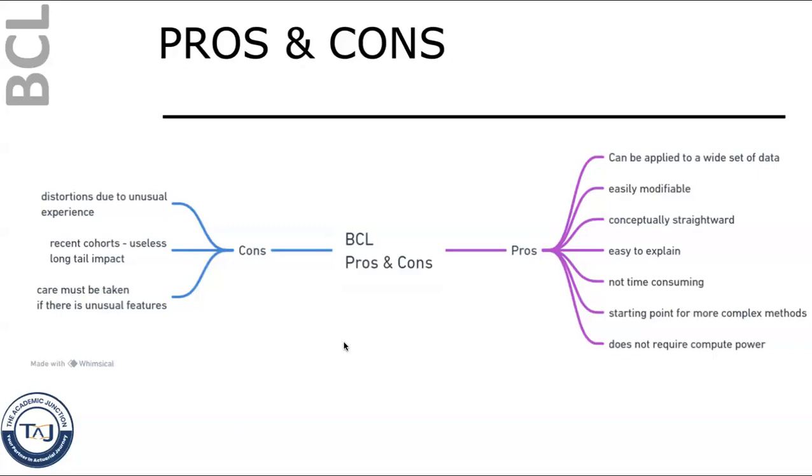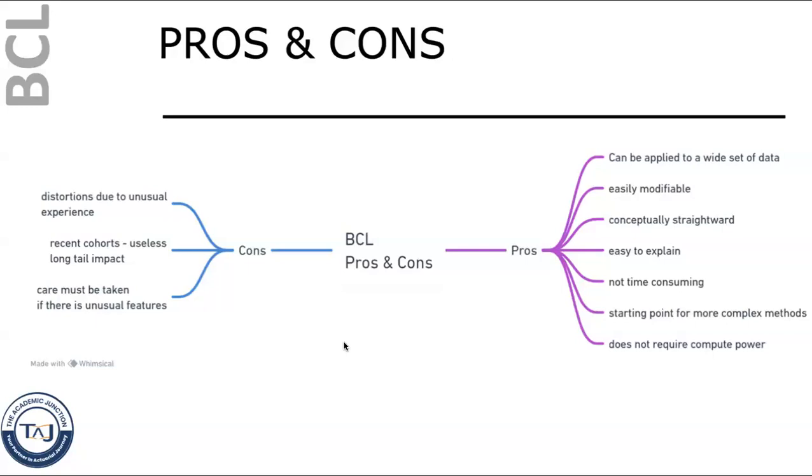Okay. Now, cons is fairly straightforward, right? There could be distortions due to unusual experience, and that's very common in any basic chain ladder method, right? Recent cohorts are almost useless because of lack of data experience. And generally speaking, this is definitely the case for long tail lines, lesser the case for short tail lines.